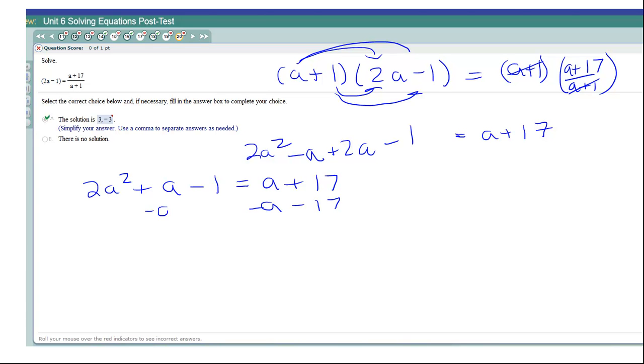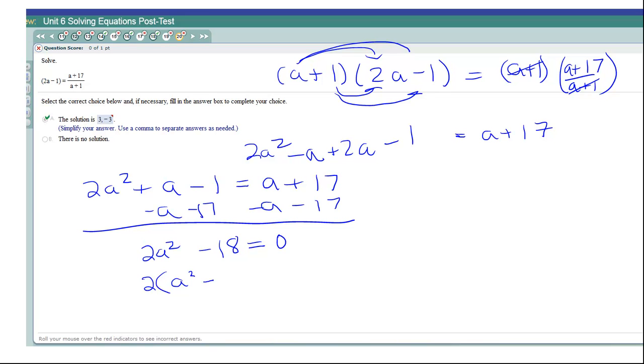I'm going to do it in one step, Elizabeth. Hope that's okay with you. Just getting rid of this stuff and bringing it all to one side. So I have 0 on the right, negative 18, 2a squared, and a minus a is 0. Now I take out a 2, and I have a squared minus 9 equals 0. Then I factor this out, and I get 2 times a plus 3 times the quantity a minus 3 equals 0. Then I solve each of these for 0.